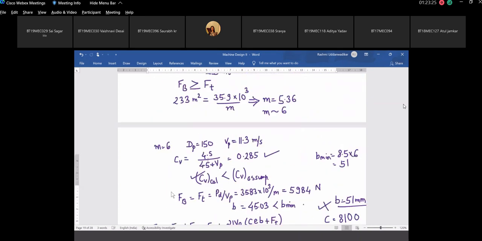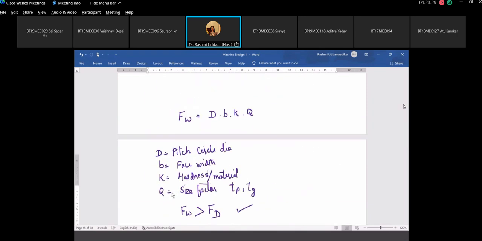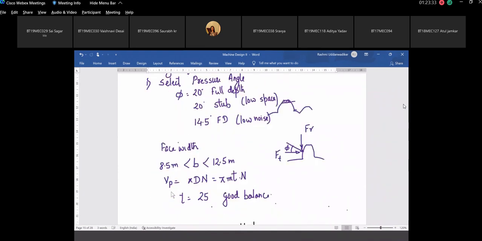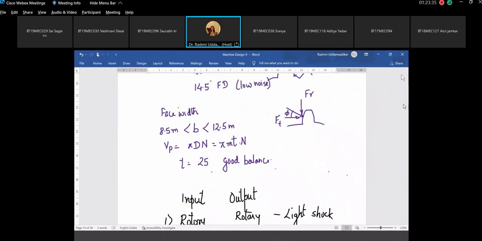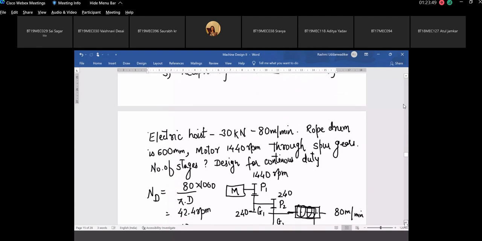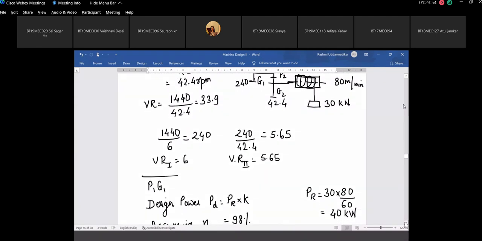Okay, so a quick recap of what we have discussed. We'll have one more question in the next class for this pair of gear design. Ask me or interrupt me in between if you have any doubt. So for this particular problem, we start with the velocity ratio. I'm not explaining this part again.